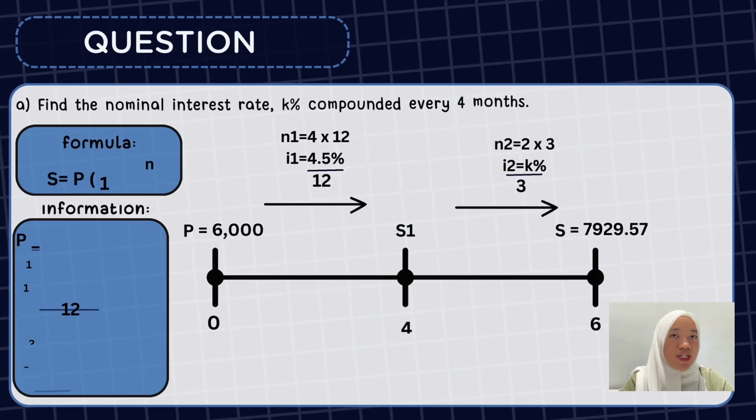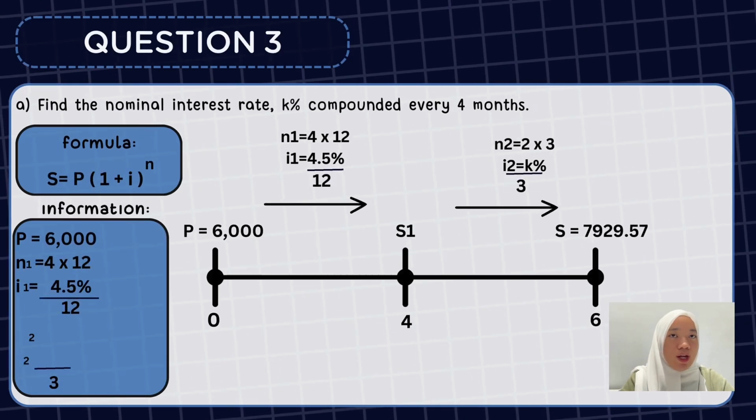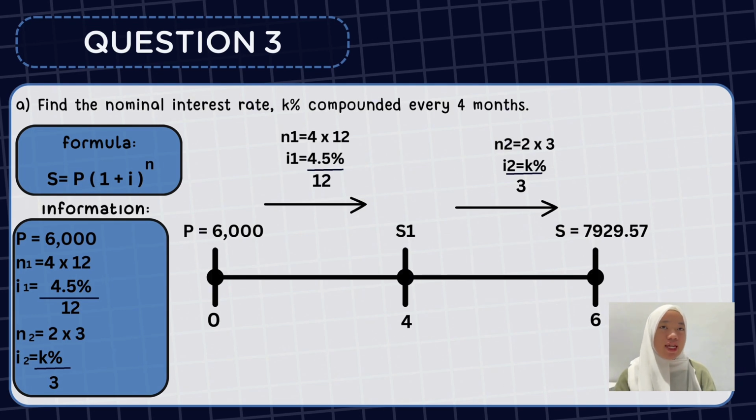The information that we get from the equation is P equal to 6,000 and I1 equal to 4.5% per 12, N1 equal to 4 multiplied by 12, and N2 equal to 2 multiplied by 3, I2 equal to K percent over 3. Based on the timeline, 0 represents the starting point where a principal amount P of 6,000 is invested. After 4 years, the investment grows to an amount known as S1. After 6 years, the investment reached a final value of 7,929 ringgit 57 cents.